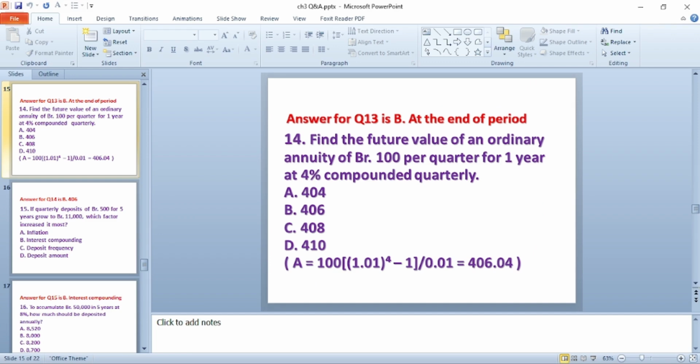So the amount is equal to 100 into 1.01 the power of 4 minus 1, divided by 0.01, which is equal to 406.04. The answer is B.